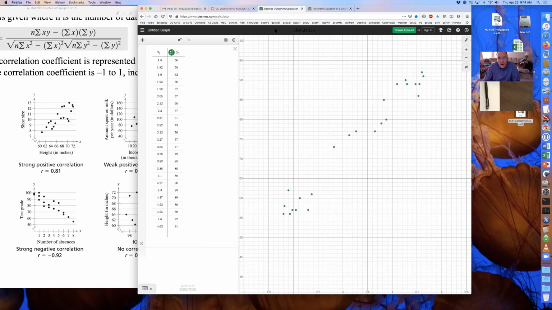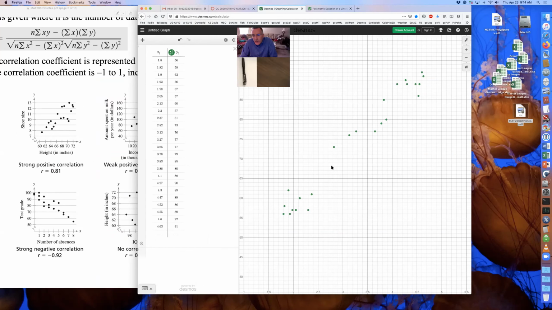And then we would say, what about the strength of it? Does it look like a line? Well, that looks pretty linear to me. You've got to practice with this a little bit on whether you call that strong or medium or weak. I would call that a medium linear relationship.